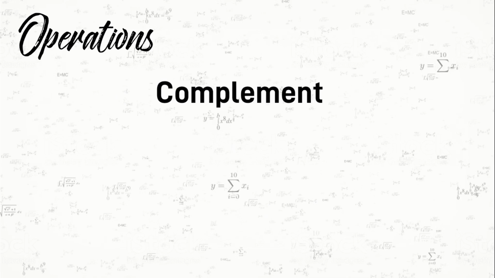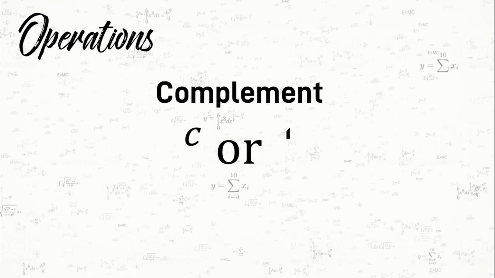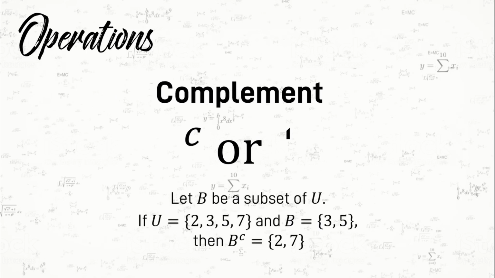Last is the complement. It is denoted by these symbols, and it is a set of all elements that are not in a certain set. For example, if set U contains 2, 3, 5, 7, and set B contains 3 and 5, then we say that the complement of B is the set containing 2 and 7. In other words, the elements that are not present in set B but can be found in set U are 2 and 7.